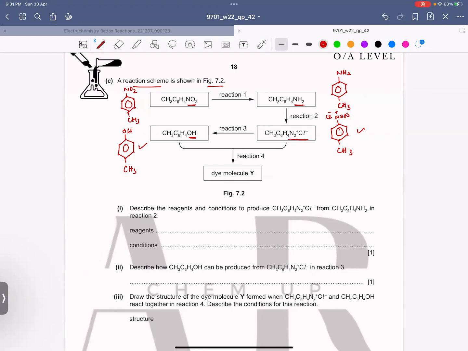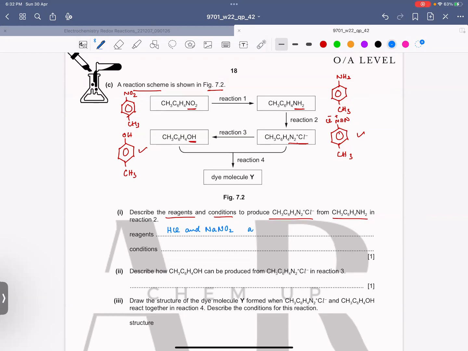Now, describe the reagents and conditions to produce this diazonium ion from methyl phenylamine in reaction 2. So if you recall, the reagents would be HCl and NaNO2, because these two react with each other to form HNO2, which is actually going to react with the NH2 group. And temperature must be equal to or less than 10 degrees Celsius. Is this clear?